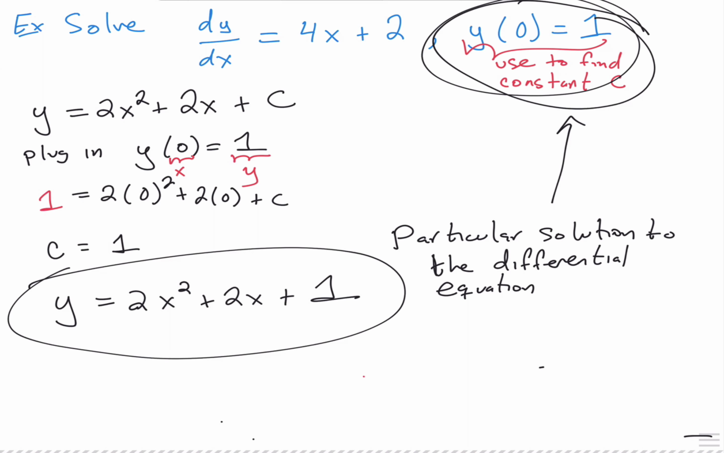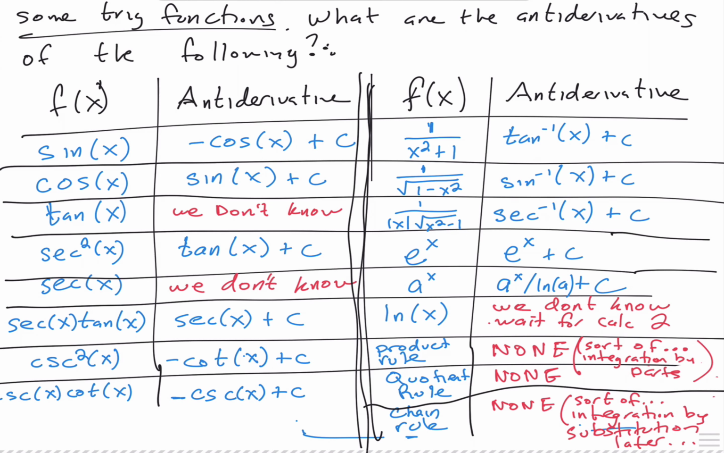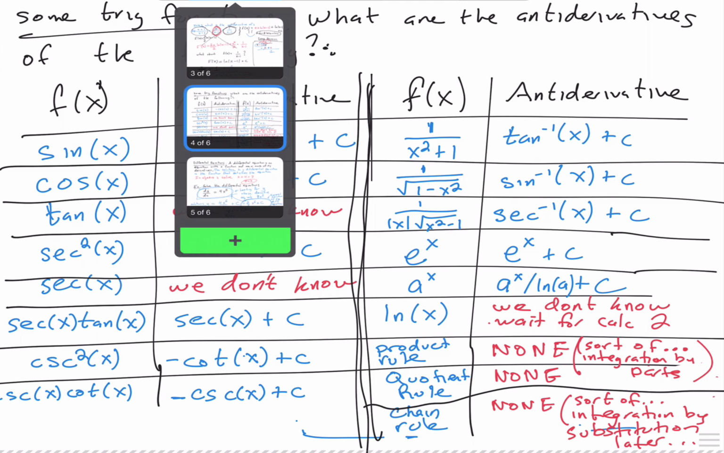Okay, so with antiderivatives, the main thing is we want to get good at evaluating antiderivatives because we're going to use it over and over again throughout the next chapter. But we have all the rules that we know so far, at least. We have this table that we made, and then we have the power rule. And it's just a matter of putting those together. Yeah? Sound good? Okay.